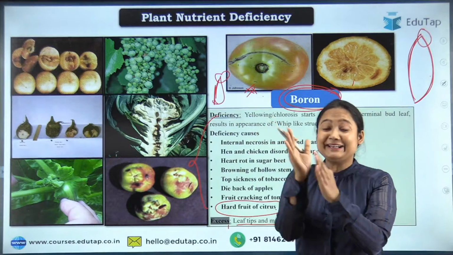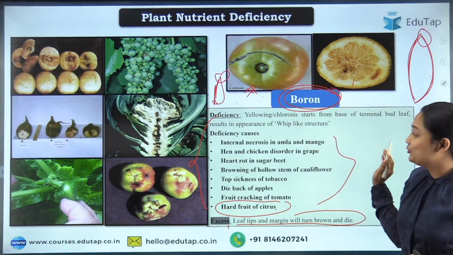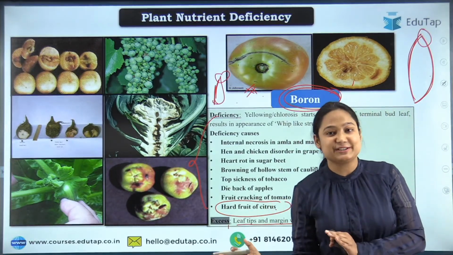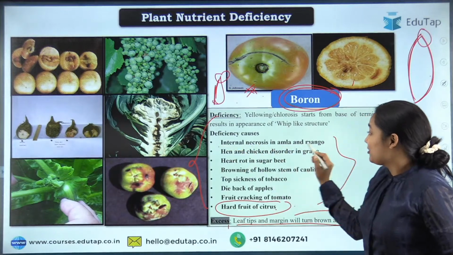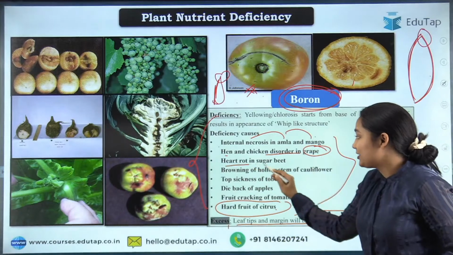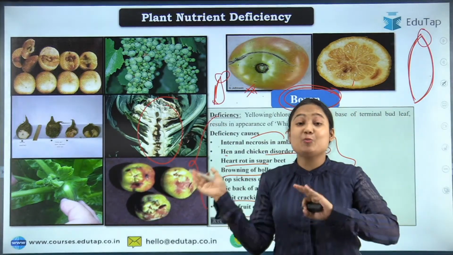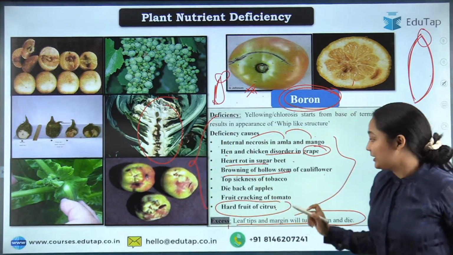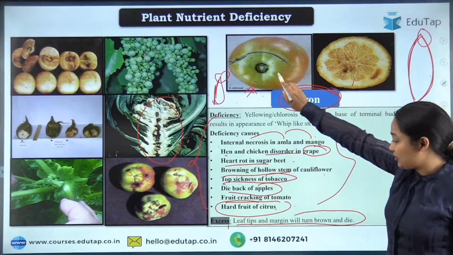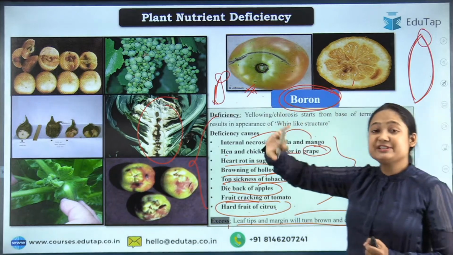Okay, quickly let's take a look at boron. Again, very important. We will quickly discuss the crop-specific diseases caused by boron deficiency. Internal necrosis in amla and mango. Then hen and chicken disorder in grape. Then heart rot in sugar beet. Browning of hollow stem of cauliflower. If anybody wants to know what it looks like, it's all given on that side. Then top sickness of tobacco, dieback of apple, fruit cracking of tomato, and hard fruit of citrus. All of that happens due to deficiency of boron.